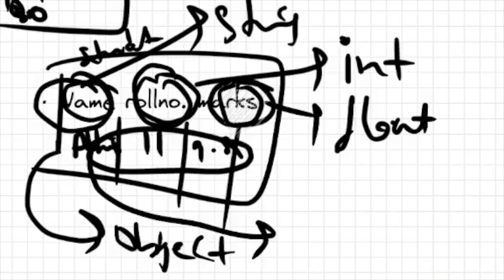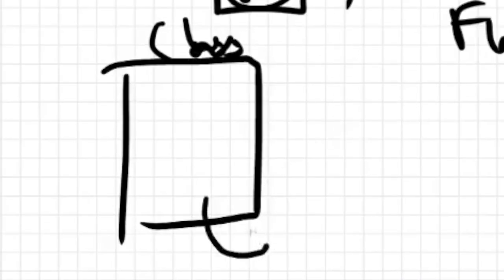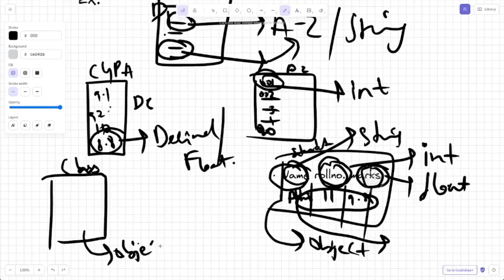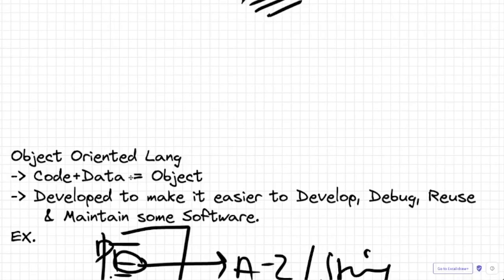So, what is class actually? Class is a blueprint, and an instance of this class is an object. Code plus data makes an object. Here, the code is the class student as seen below, and the data is data derived from the class. That is, from the student class, there is one student called Abhishek whose roll number is 11 and has 9.8 CGPA. This is how classes and objects work. Object-oriented language is developed to make it easier to develop, debug, reuse, and maintain software.